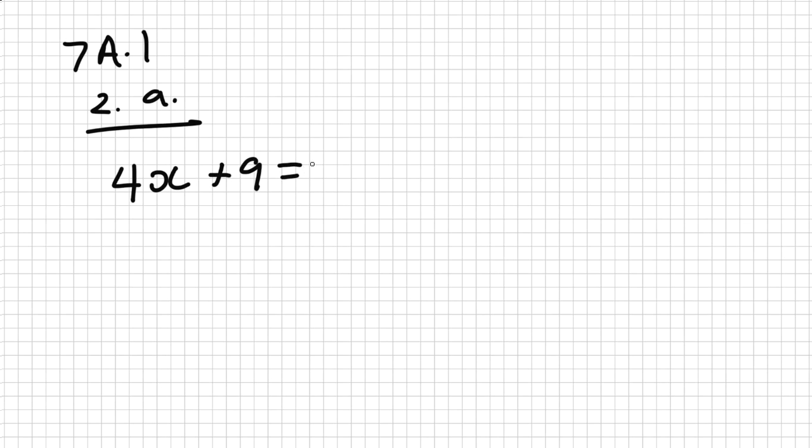I'm going to go through a couple of examples for you from the book, just so you've got a few things to refer to. First one I'm going to do is from 7A 1 to A. This is 4x plus 9 equals 21. Now we're asked to solve for x. So what number, x times by 4, add 9 equals 21?